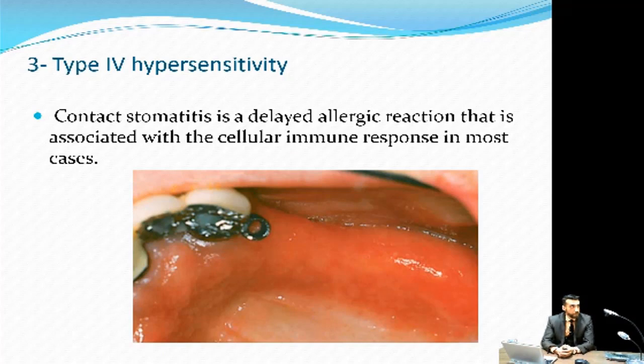Type 4 hypersensitivity reactions. Contact stomatitis is a delayed allergic reaction that is associated with the cellular immune response by T lymphocytes in most cases. It occurs days after contact with the antigens, such as seen in this picture, where the patient wearing a removable partial denture developed an allergic reaction, an erythematous rash in the dentulous area.